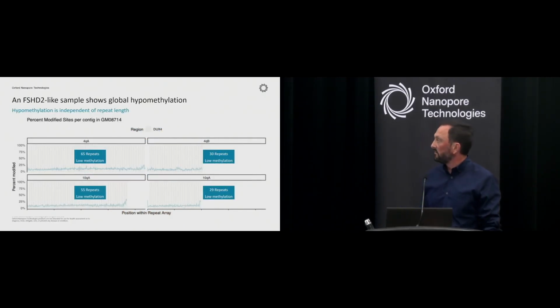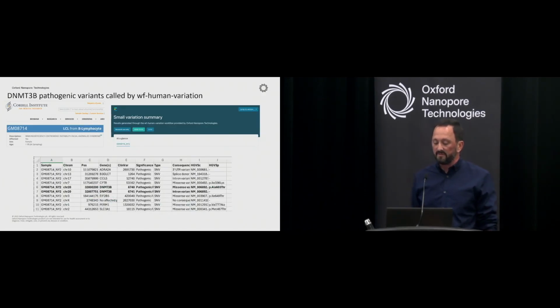I want to touch on one example where we had an FSHD2-like sample. So this doesn't have FSHD2, but it has a related syndrome called ICF syndrome. And what happens in FSHD2 or in ICF is you lose methylation signal across all of your alleles. So we see that. We saw low methylation in everything independent of the repeat length, and that's consistent with this mechanism. So we looked into the variant calls.